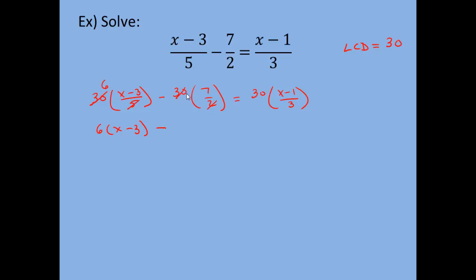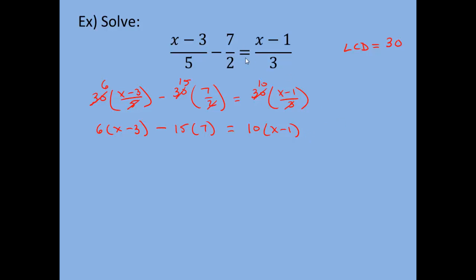30 divided by 2 gives me 15. So I have minus 15 times 7. And that's equal to 30 divided by 3, which gives us 10 here out in front. So it's 10 times (x minus 1). And notice we cleared fractions here. That's what we were trying to do by finding the LCD and multiplying it to every term.